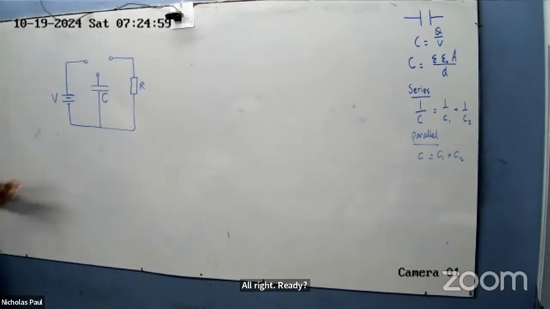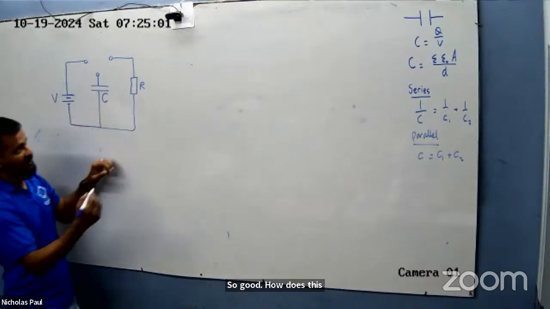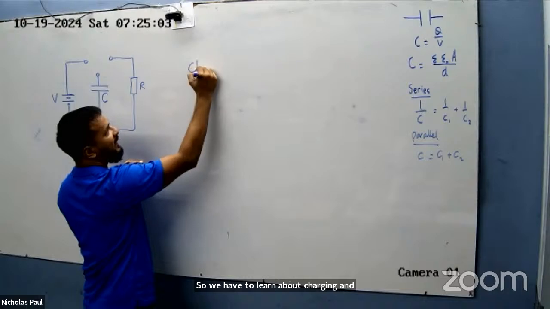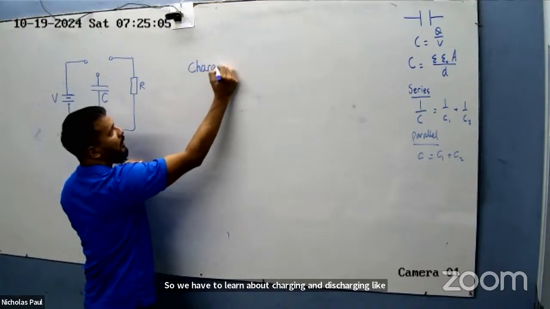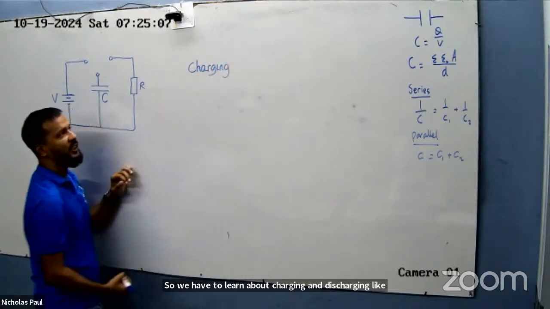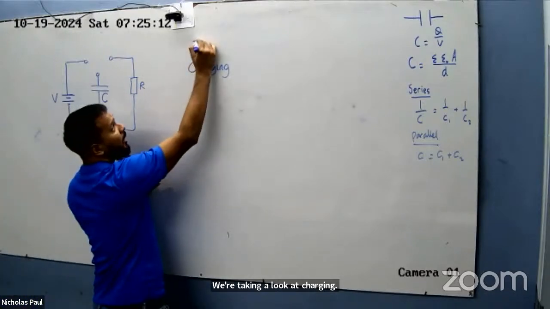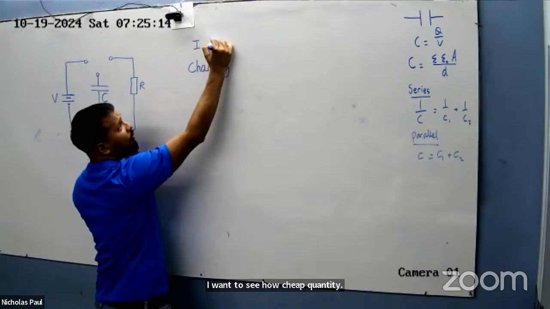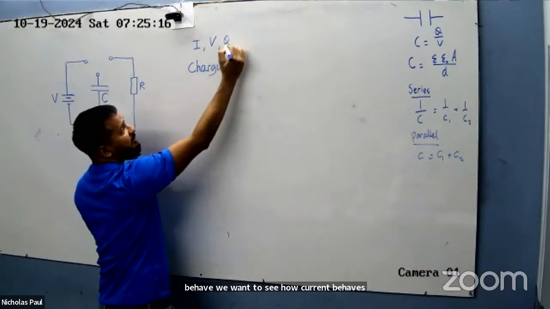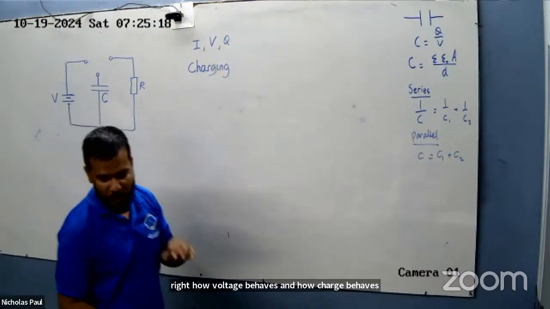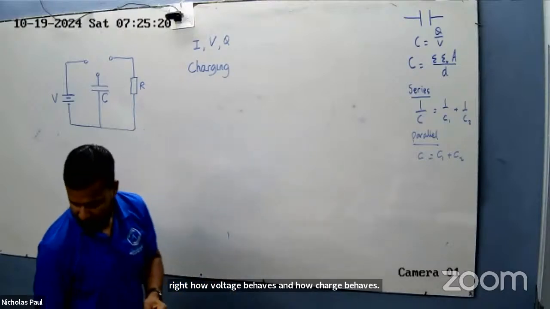So we have to learn about charging and discharging of a capacitor, right? So we're starting firstly with charging, and we want to see how three quantities behave. We want to see how current behaves, right? How voltage behaves and how charge behaves. We want to take a look at how those three things behave.